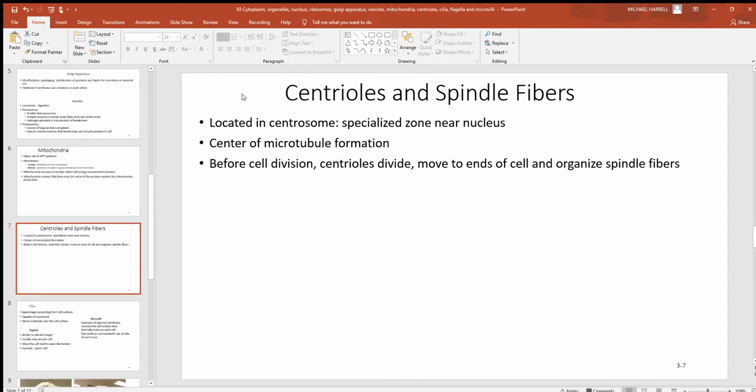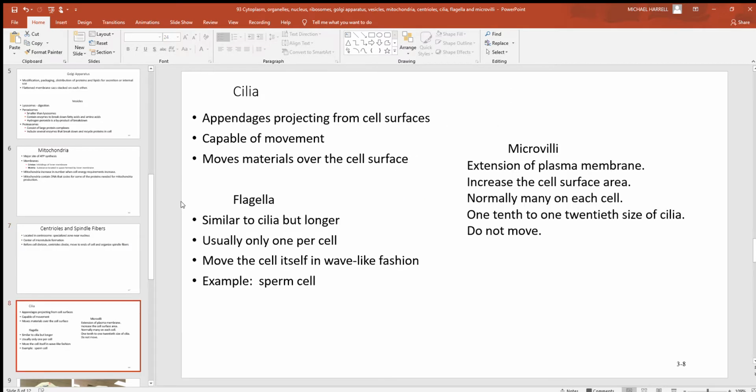There are also centrioles and spindle fibers. These structures here are involved more with cellular division. So these centrioles here, you'll see, are located in the centrosome, which is a region close to the nucleus. You'll see that this is where microtubules form. They're very much involved with moving things around the cell. So that's where you see them used with cellular division. And you'll also see these centrioles divide at that time and spindle fibers forming all around them.